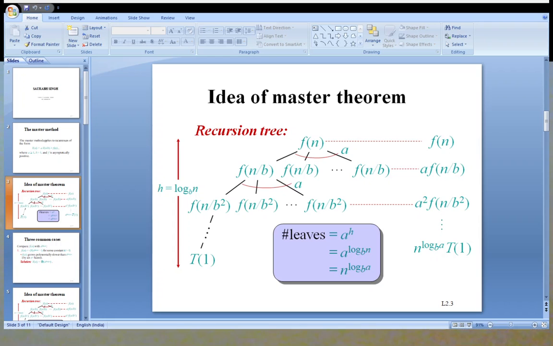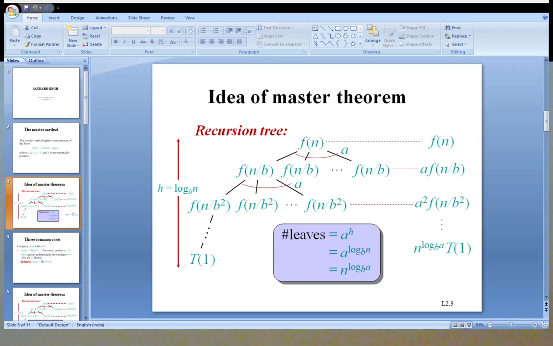At the leaf level, n raised to the power log a base b is equal to a raised to the power log n base b. So that would cause the height. We can write it as n raised to the power log a base b times T(1). This will be the cost at the leaf nodes. Here I have shown this in the diagram.